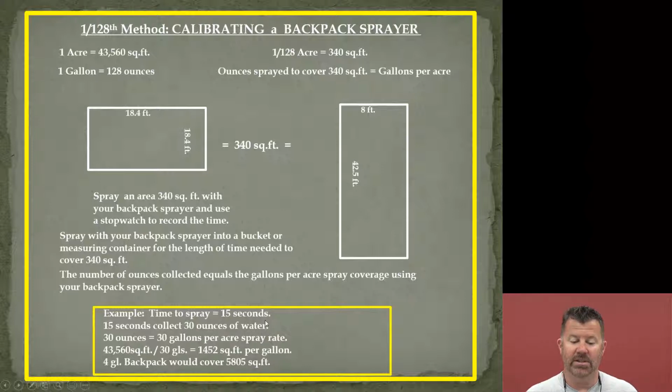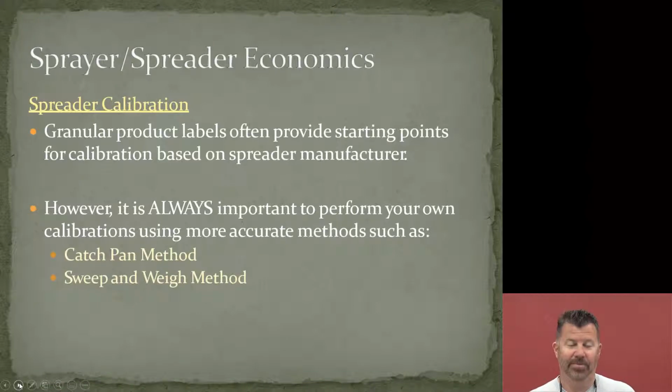Example, time to spray was 15 seconds. 15 seconds collected 30 ounces of water. So 30 ounces equals 30 gallons per acre spray rate. We have 43,560 square feet in the acre divided by the 30 gallons, which gives us 1,452 square feet per gallon. 4 gallons in the backpack would cover 5,805 square feet. Good way to do it, guys. This is the easiest way to calibrate those backpack sprayers, and you need to do it every day. Every day. You're supposed to do it every time you use the machine, but if you do it every day before you head out, you're good.